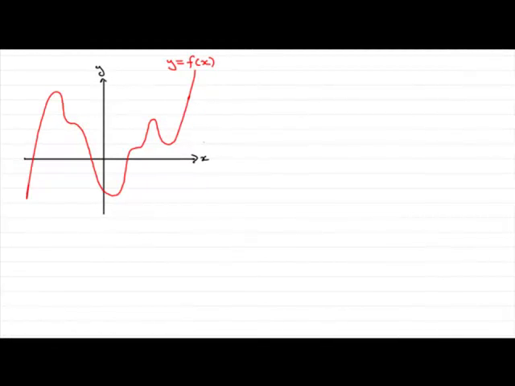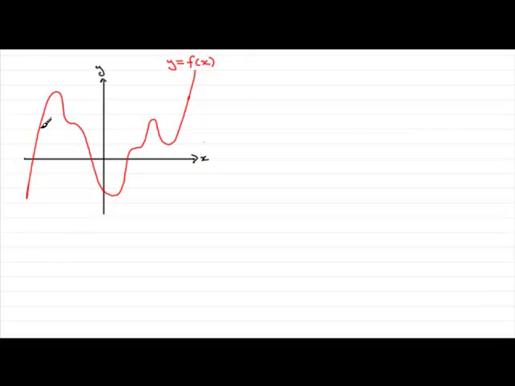Hi, now in this tutorial what I want to do is just introduce you to stationary points. So what is a stationary point? Well, if you've got a curve, say something of the form y equals f of x, then stationary points are points on the curve where the gradient is 0. That's if you drew a tangent to a point on the curve, it would be parallel to the x-axis.